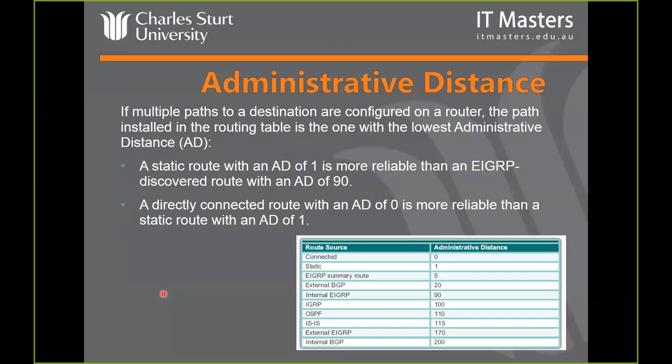So administrative distance, as we said before, is just an updated slide, a little bit different on that, but we've sort of spoken about that. A static route with an AD of 1 is more reliable than EIGRP, with an AD of 90, as we can see here. A directly connected route is 0, more reliable than 1. So that's a reiteration of what we've already spoken about to consolidate it for you.